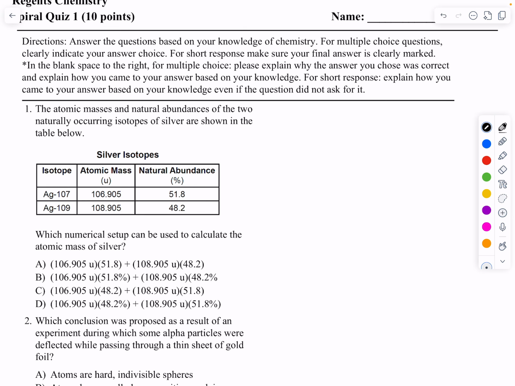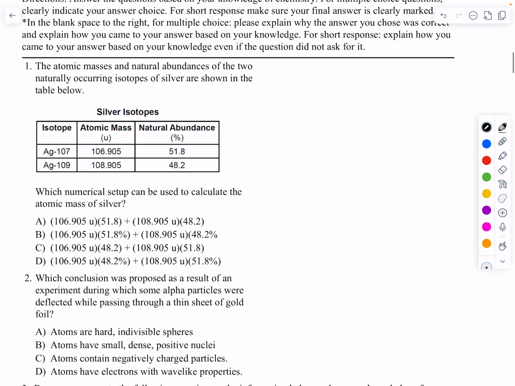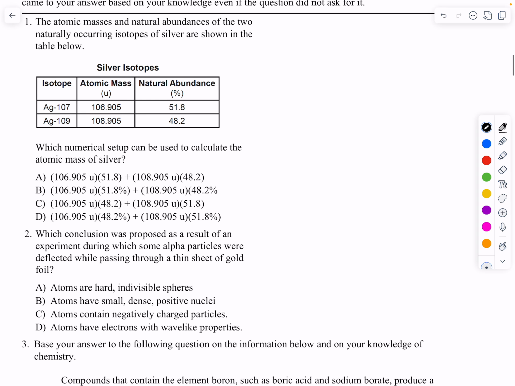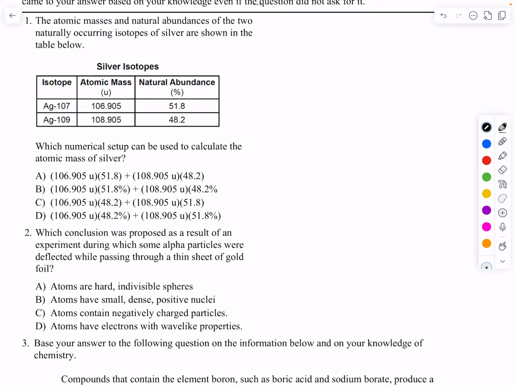So we're starting with spiral number 1, question 1. We have this table for isotopes here, and the question asks us which numerical setup can be used to calculate the atomic mass of silver. In this table we see the 2 different isotopes of silver. An isotope, remember, is the same element because it has the same number of protons, but a different number of neutrons. So we have the actual atomic mass in atomic mass units for each one, and then we also have its natural abundance. This is like the percent of it that we have in the world.